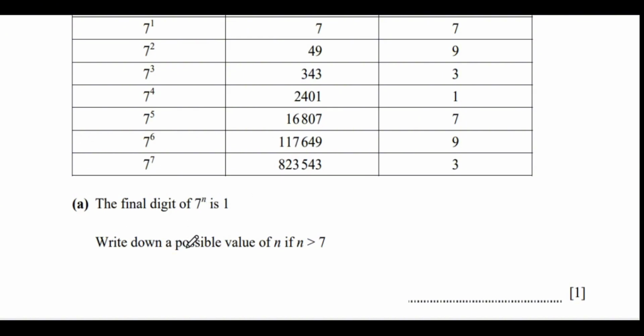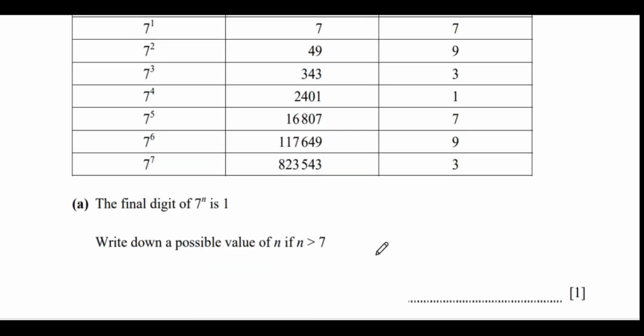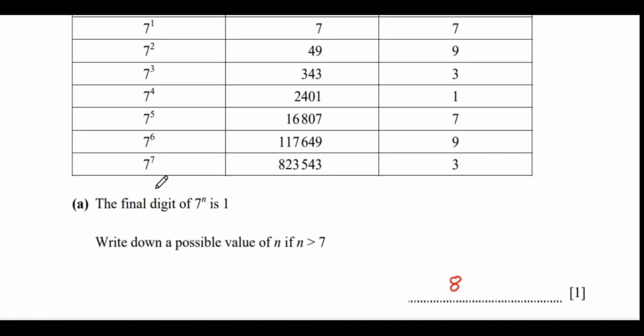is 1. Write down a possible value of n if n has to be greater than 7. Okay, so let's notice the pattern. 1, 2, 3, 4, we have 1. So 5, 6, 7, 8. 8 will give us 1. And that 8 is greater than 7, so n can be 8. You can still continue like that. So I think the numbers that will give us last digit of 1 are multiples of 4. So 4 here is 1, 8 will give us 1. I think 7 raised to power 12 should also give us 1.